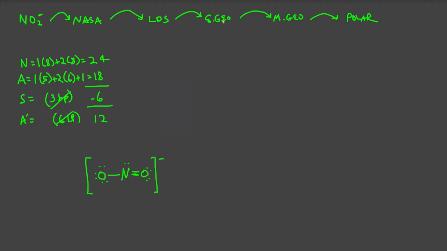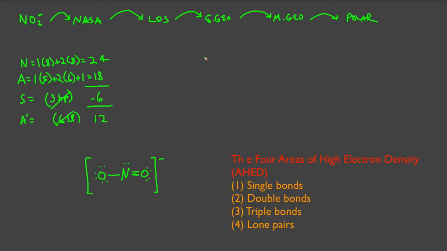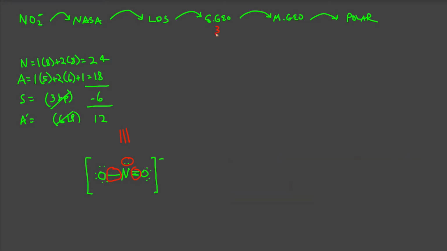Let's now determine the electronic geometry, and to do that we merely count the areas of high electron density, which you recall is the number of single bonds plus the number of double bonds plus the number of triple bonds plus the number of lone pairs. And so let's count them. About the central atom, I see 1 single bond. I see 1 double bond. I see no triple bonds, and I see 1 lone pair. So I have a total of 3 areas of high electron density. Therefore, the electronic geometry is going to be trigonal planar.